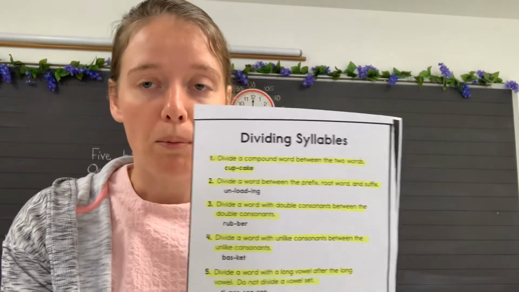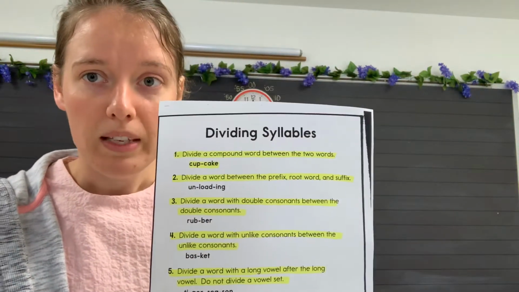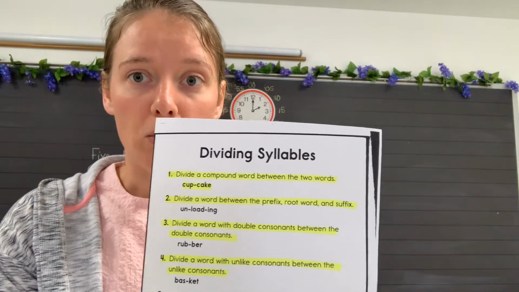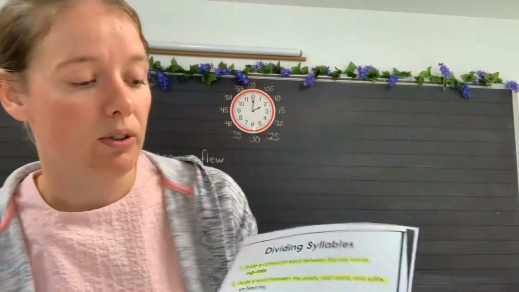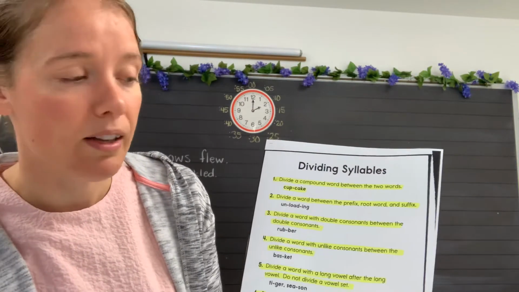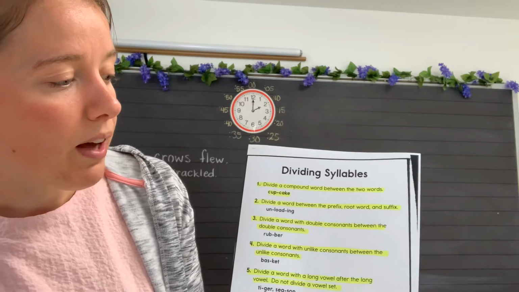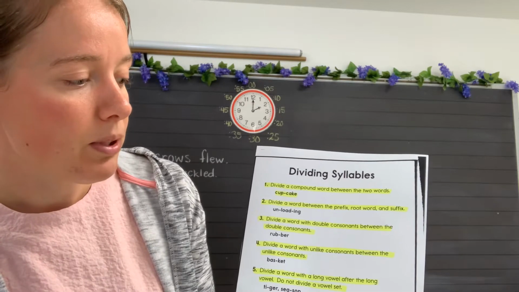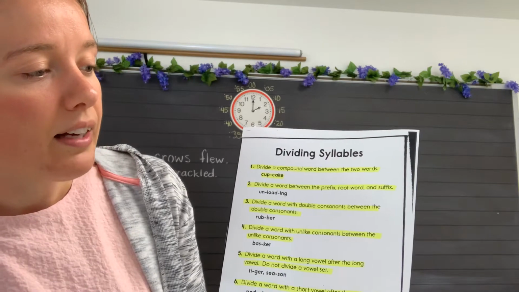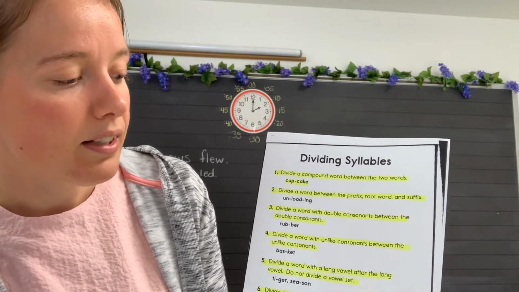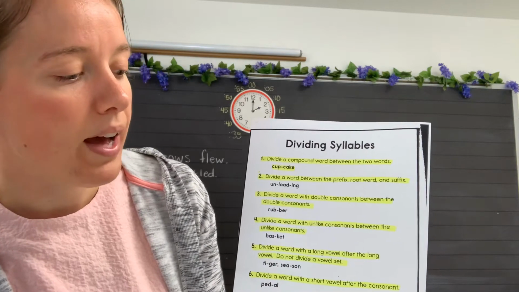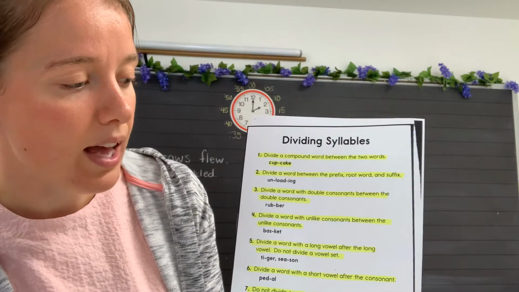So we have number one, divide a compound word between the two words. Number two is divide a word between the prefix, root word, and suffix. Number three, divide a word with double consonants between the double consonants. Number four, divide a word with unlike consonants between the unlike consonants. Number five, divide a word with a long vowel after the long vowel. Do not divide a vowel set.